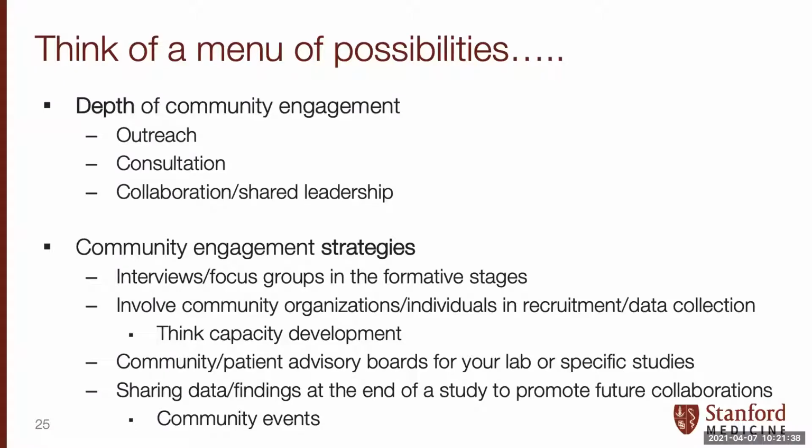Perhaps you're already doing outreach, for example. So think, how can you move to do a little bit of consultation? Or if that's where you are, how can you move to the next depth or the next stage in that spectrum of community engagement? And then the other question is, once you have that spectrum, what are some of the specific strategies that you're going to be using?